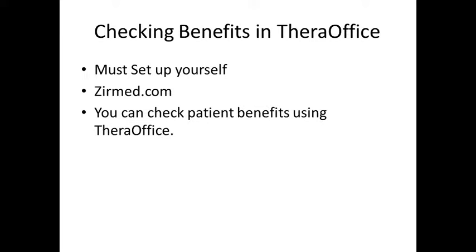So, checking benefits in their office. To be able to check for benefits in their office, you have to set this up yourself. Their office uses a company called Zirmed, so you would have to create an account with Zirmed. You can search them up online at Zirmed.com. You set up an account with them, and they work together with their office so that you're able to check for benefits in the software.